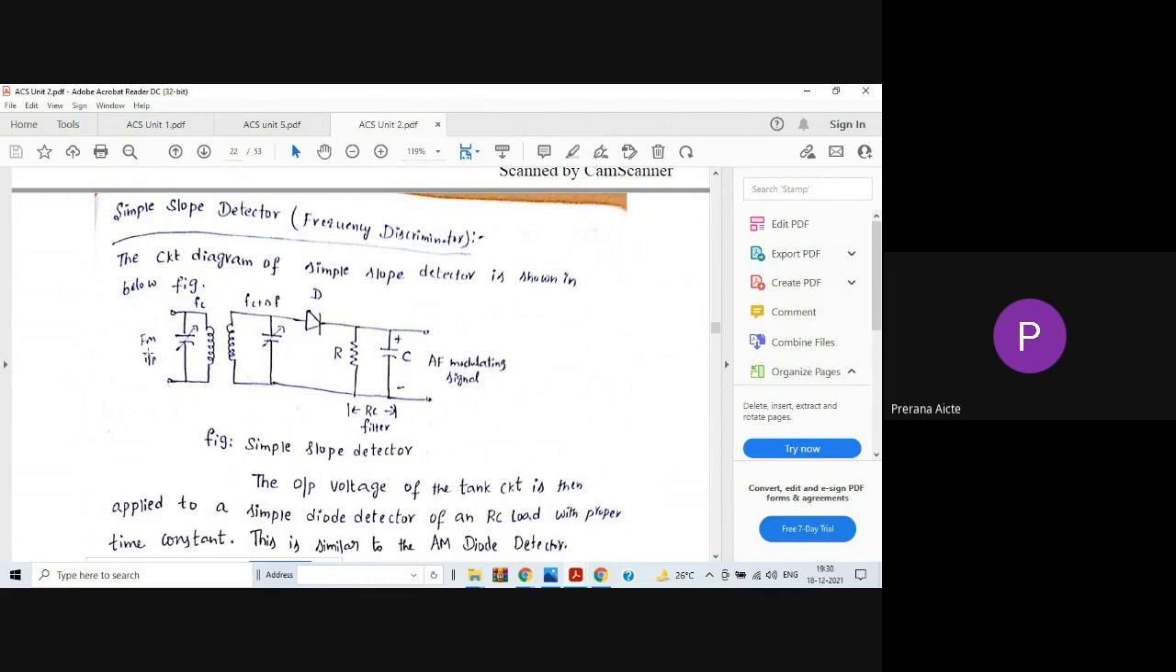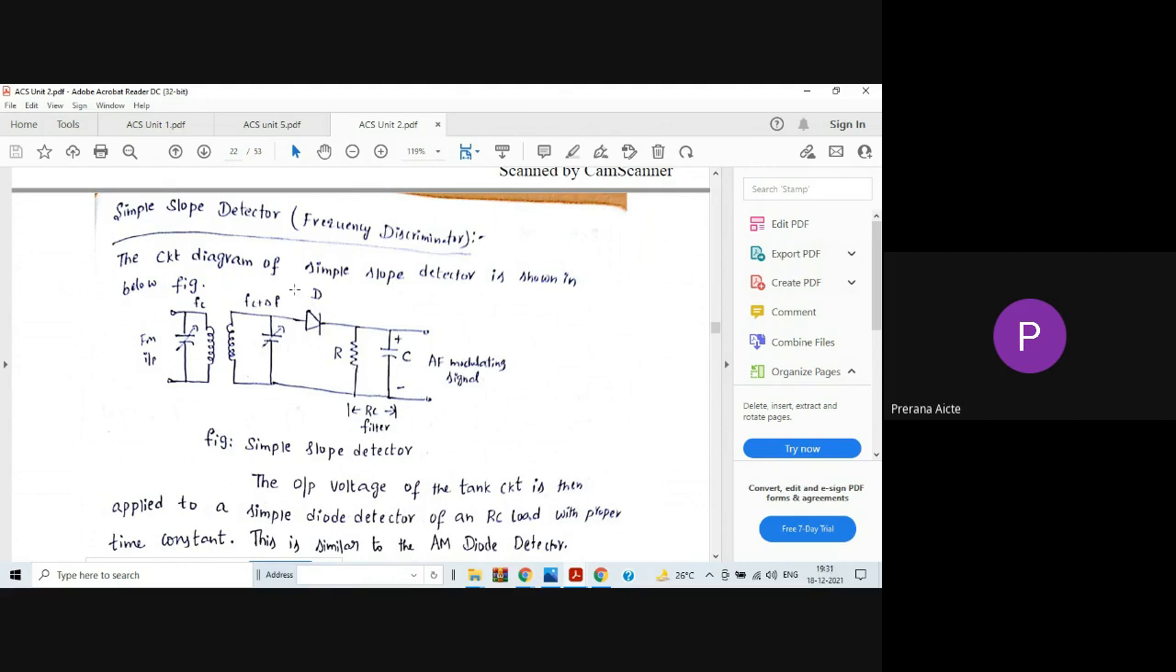In this way, whenever we are applying FM input to the tank circuit, it allows only the specified frequencies and rejects the other frequencies. So first we are taking the FM input, which should be converted to an amplitude modulated input with the help of the transformer. Then the amplitude modulated input is applied to the diode and resistor. Then we can get the modulated signal.